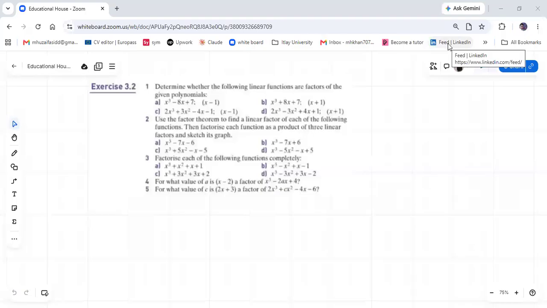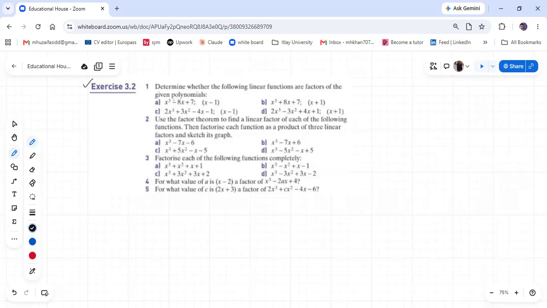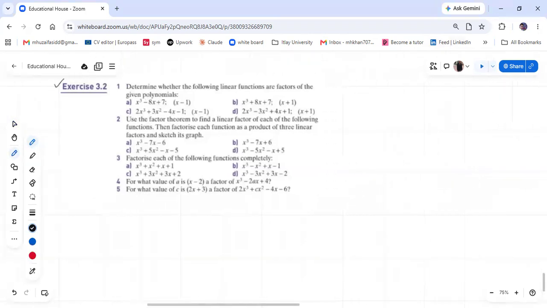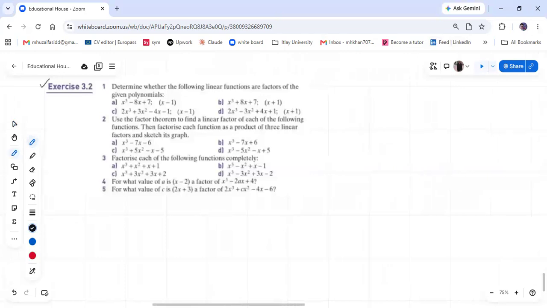Okay, today we are starting from our exercise 3.2. Basically, we did some problems in yesterday's session, and we also touched on exercise 3.2. Here I'm working on the first problem: determine whether the following linear functions are the factors of the given polynomials.